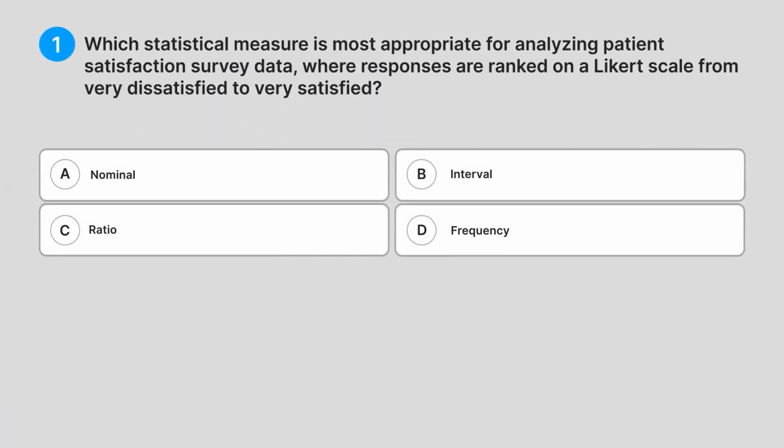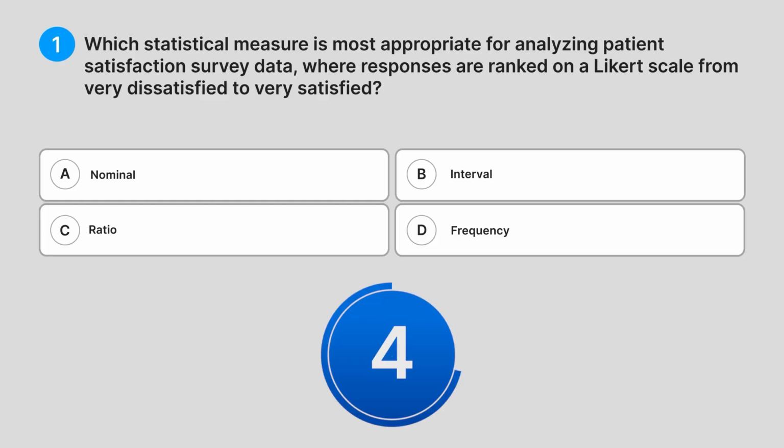1. Which statistical measure is most appropriate for analysing patient satisfaction survey data, where responses are ranked on a Likert scale from very dissatisfied to very satisfied? A. Nominal. B. Interval. C. Ratio. D. Frequency. Can you guess the answer?